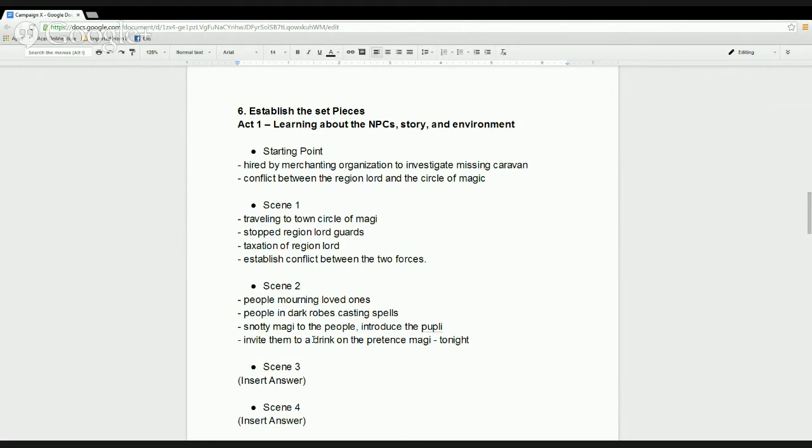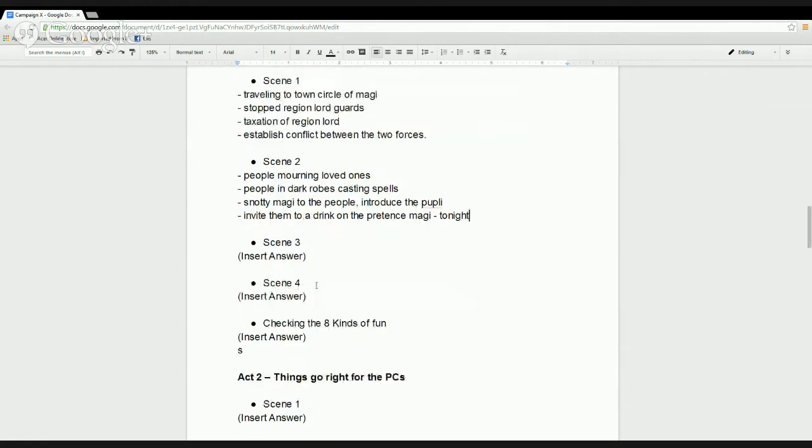So that takes us to our third scene, and we are at Malak. Now, the PCs have come into town. We've dealt with the tax thing. They came in. There's the mourning people, the loved ones. We've established the pupil. He's invited them out to dinner. What's the next thing that happens?